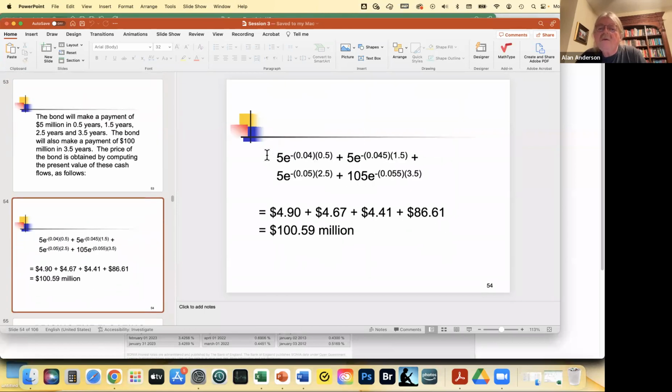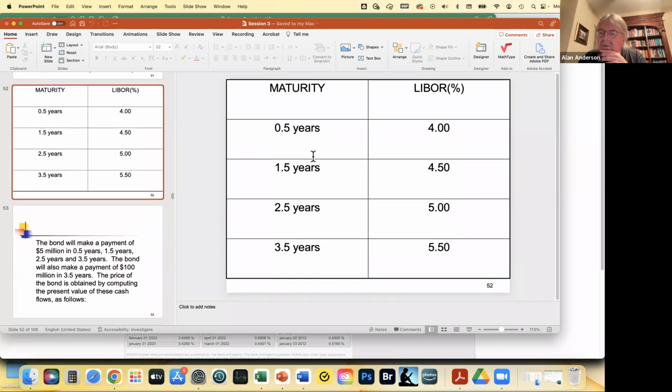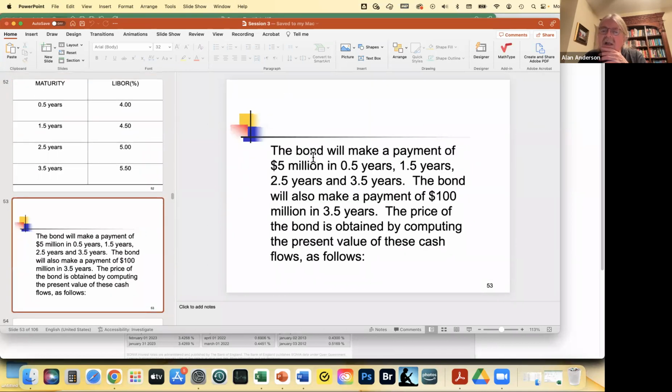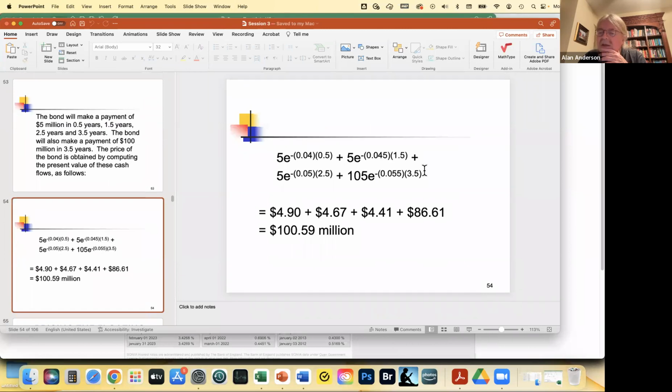So we already know in advance what the cash flows will be to this fixed rate bond. What you're seeing in the exponents is the rate that applies to that maturity, 4%, 4.5%, 5%, 5.5%, multiplied by the number of years. And if you plug these into your calculator, you'll see that the price of this fixed rate bond in the market should be $100.59 million.